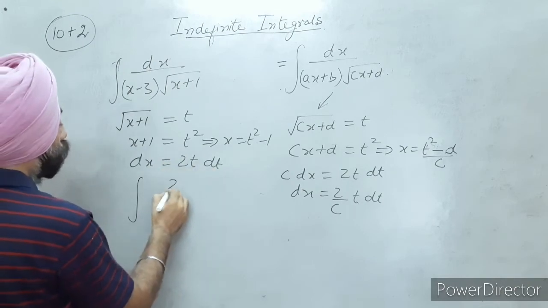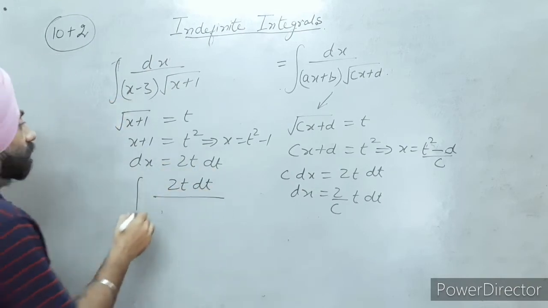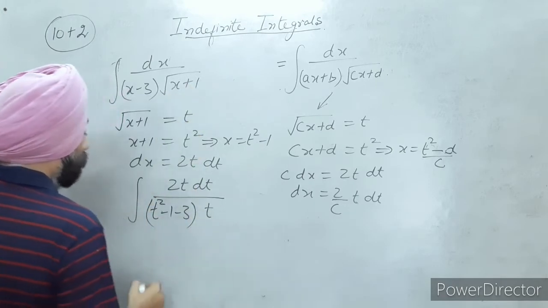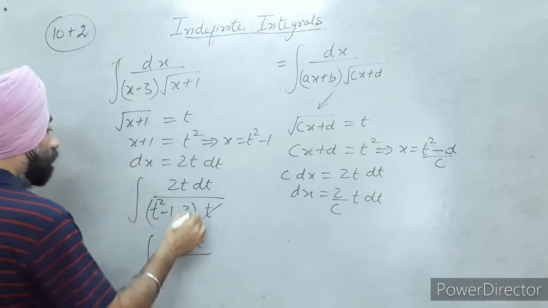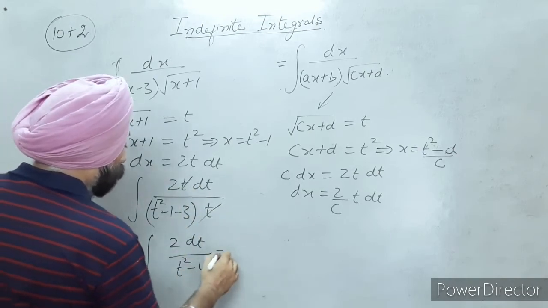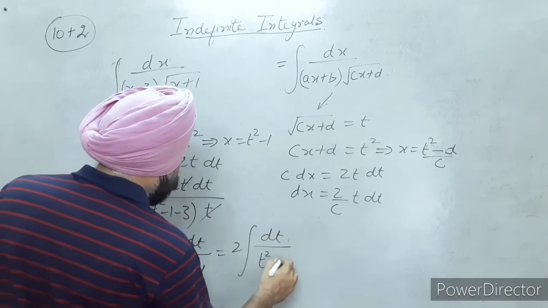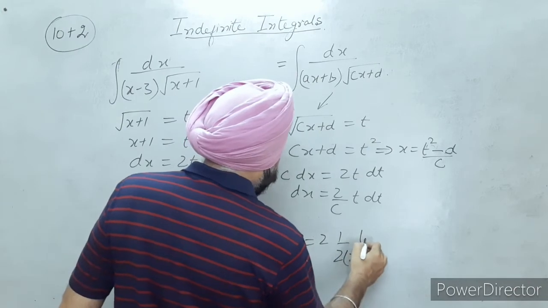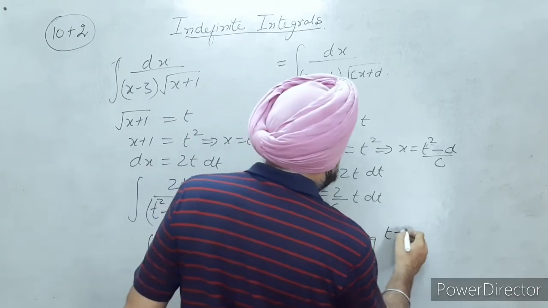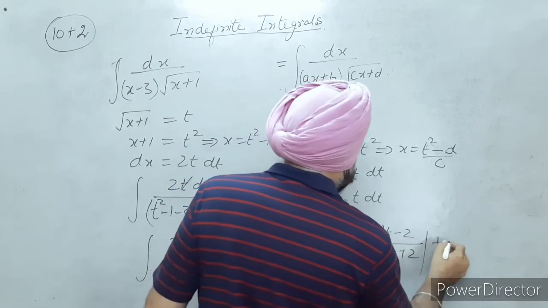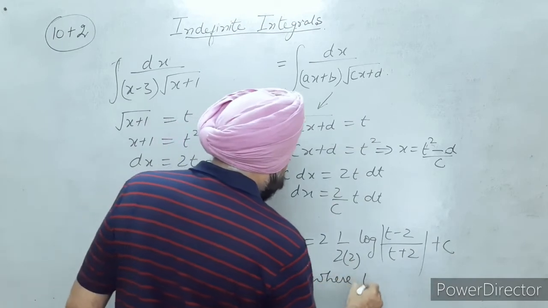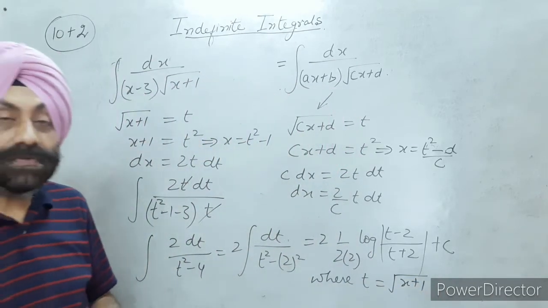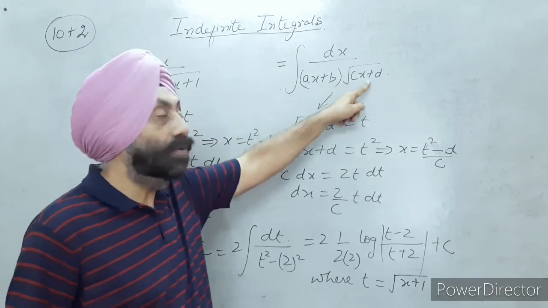What is dx? dx is 2t dt divided by x minus 3. X value is t square minus 1 minus 3, and under root x plus 1 was substituted as t. So the sum is solved. 2 dt, this t with t cancels, that is t square minus 4, dt upon t square minus 2 square. It is x square minus a square form, that is 1 over 2a log of x minus a upon x plus a plus c, where t was equal to under root x plus 1.